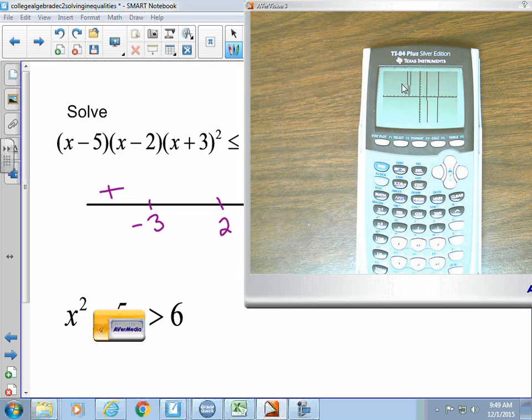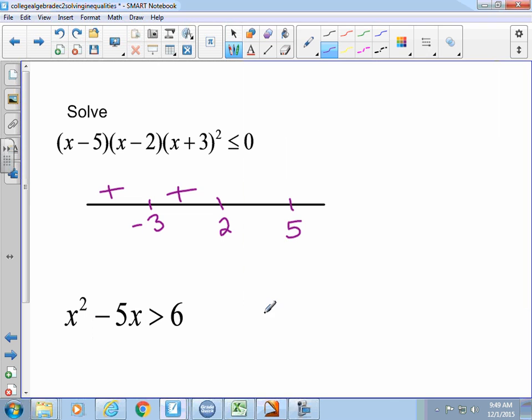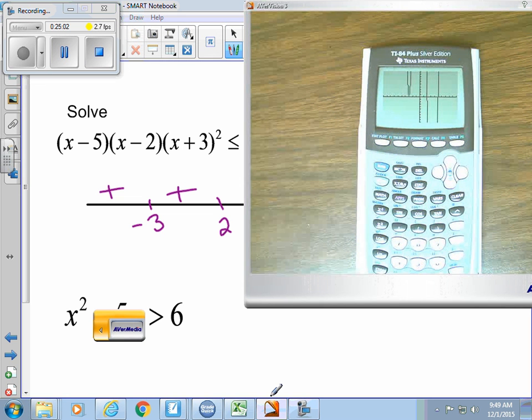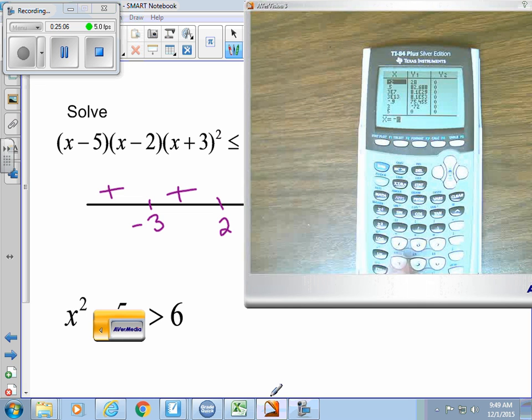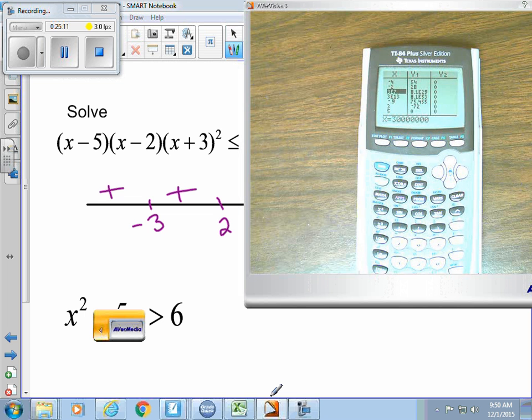Is it above the x-axis? It's positive. What about after 3? Is it still above the x-axis? So it's still positive from -3 to 2. Again, if you were unsure, go to your table, -4, -2, right? Positive and then positive again. Does everyone see how we're getting that?